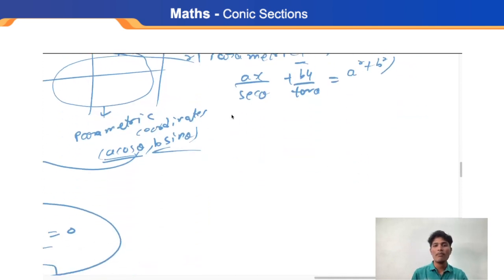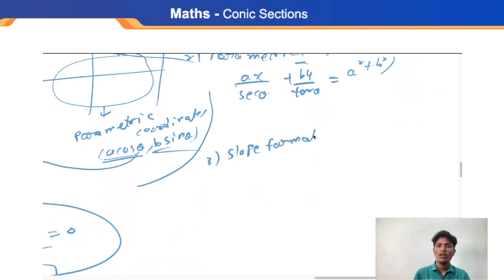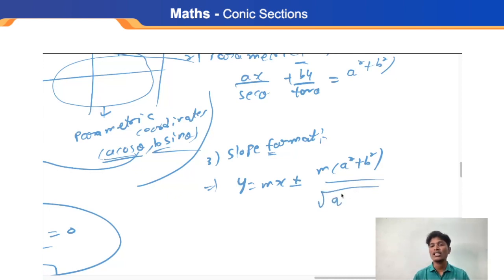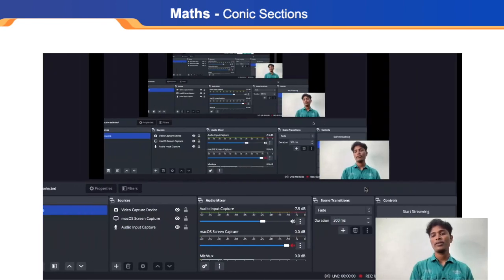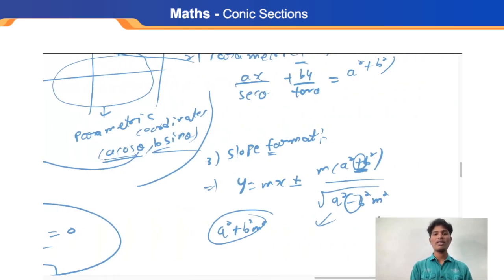Now comes the important equation, the third equation, which is the slope form. What can you write for the slope form? Y is equal to mx plus or minus m into, there you had a square minus b square, here you have to write a square plus b square. In the denominator, you have to write a square minus b square m square. There you had written a square plus b square m square, but here there is a change, and here also there is a change. That's it. Everything else will be the same as the ellipse.